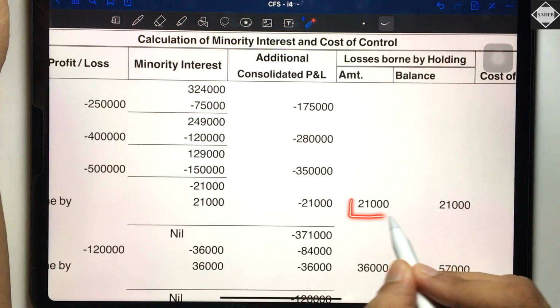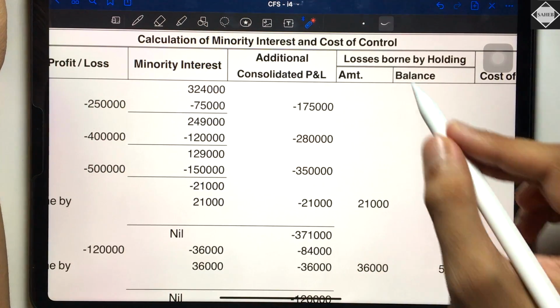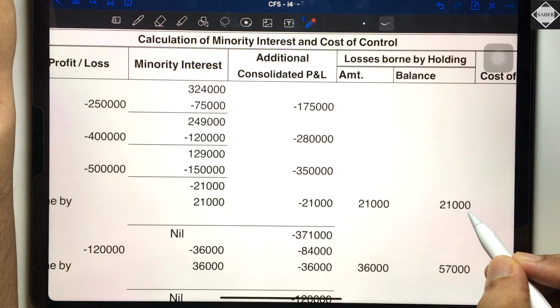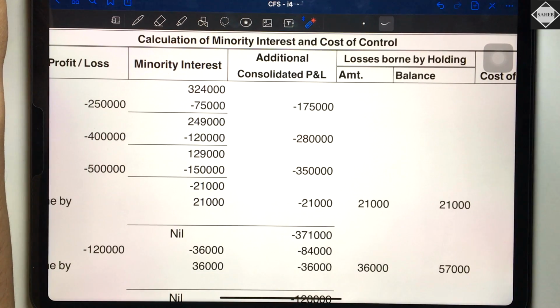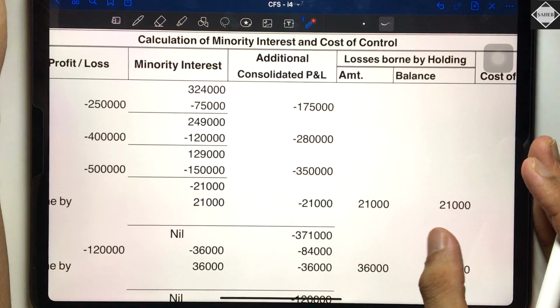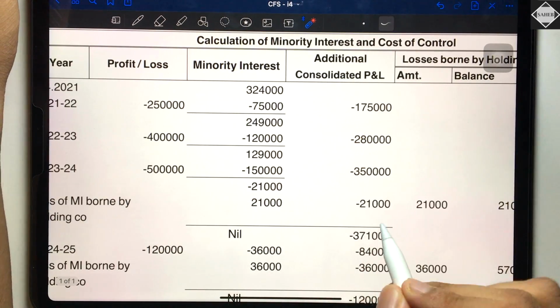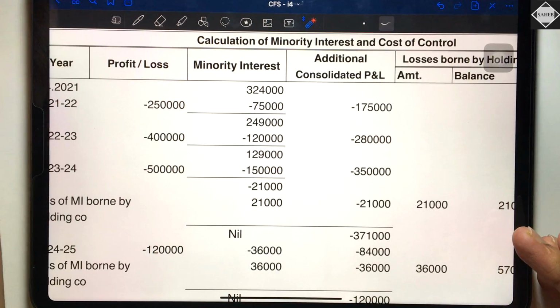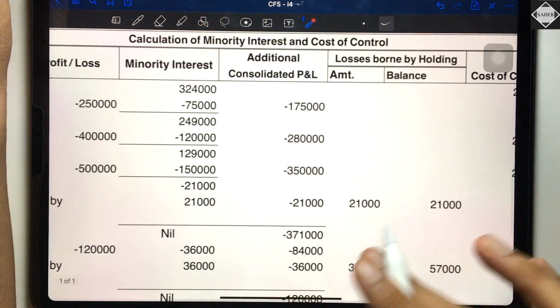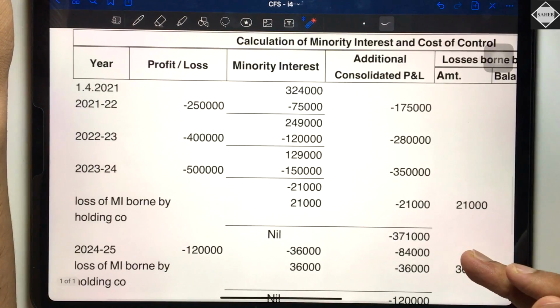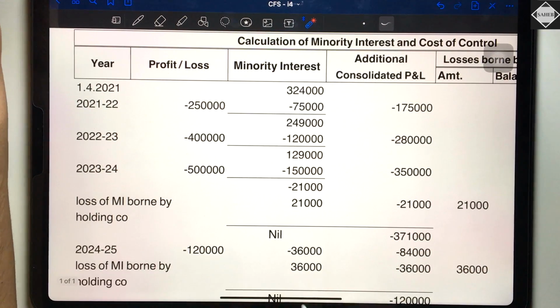In single column directly we will take 21,000, and then this is the balance column. Here also, at first only 21,000 will come, and then in the next years you will have to go on adding up. Okay, we'll see. So you understood now what happened over here. Minus 21 was borne by the holding company, and then the recording of that has been done over here in single column and cumulative column. Okay, loss of MI borne by holding company.